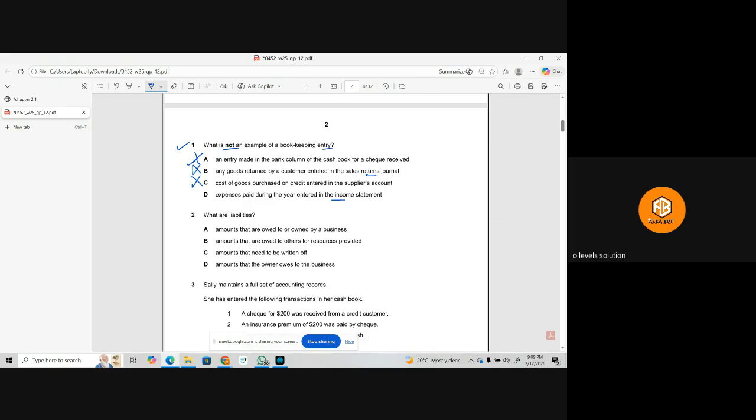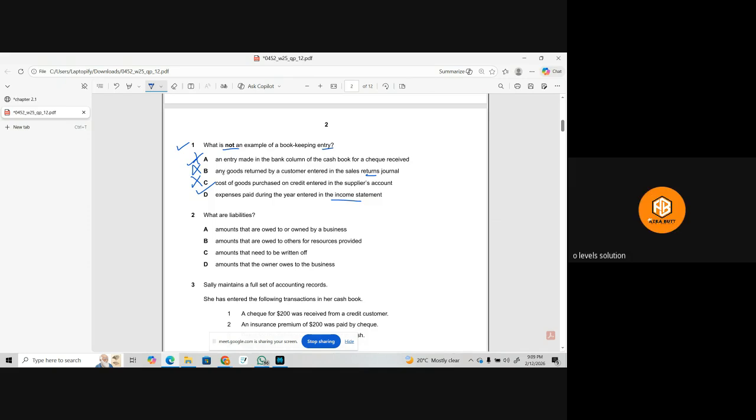Expenses paid during the year entered in the income statement. Yeah, that's right, because that's not bookkeeping. That is not a part of it. That's why the D option is the right option.